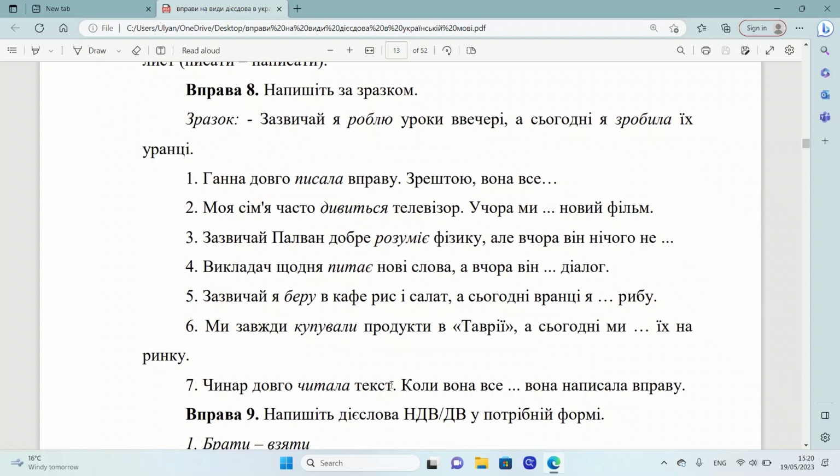Чинвар довго читала текст. Коли вона написала вправу. So Чинвар довго читала текст. Чинвар read a text for a very long time. When she все, so it's a perfective, shows us. When she finished everything, she wrote an exercise. Коли вона все прочитала, вона написала вправу.